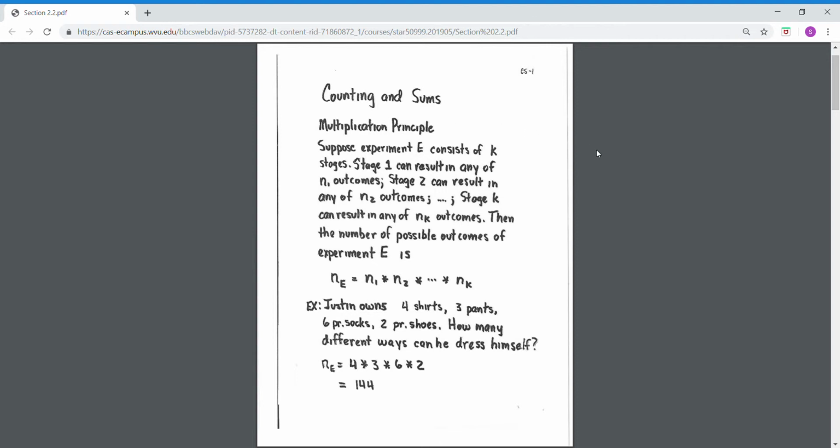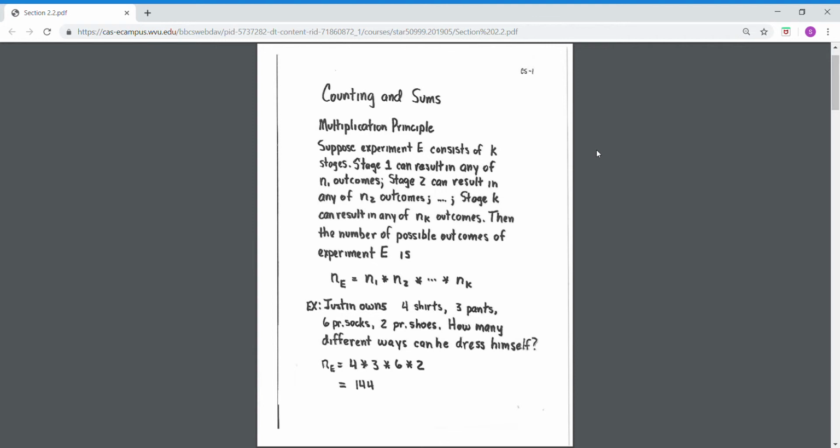Suppose experiment E consists of k stages. Stage 1 can result in any of n1 outcomes. Stage 2 can result in any of n2 outcomes, all the way to stage k, which can result in any of nk outcomes. Then the number of possible outcomes of experiment E is nE, which equals n1 times n2 times ... times nk.